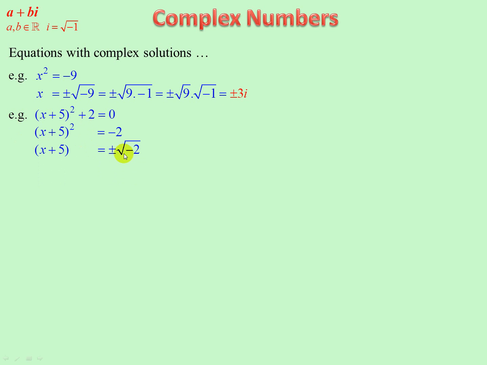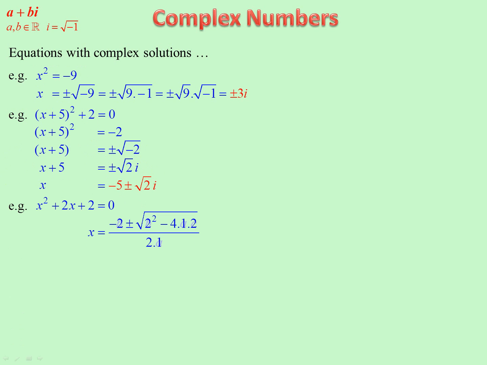Now the 5 can go to that side, and this can be separated to 2 times minus 1, so we'll have a square root of 2 separately. There we are, square root of 2 and square root of minus 1, i. This is the quadratic formula: negative b plus or minus the square root of b squared minus 4ac all over 2a.